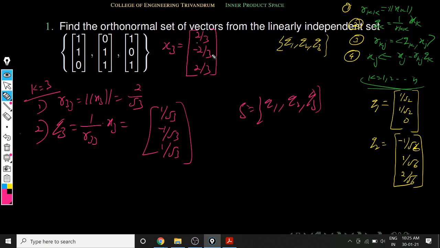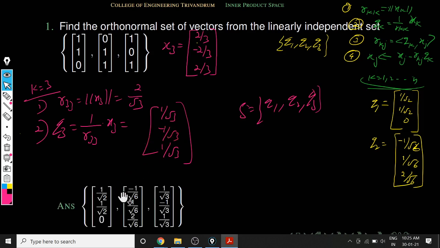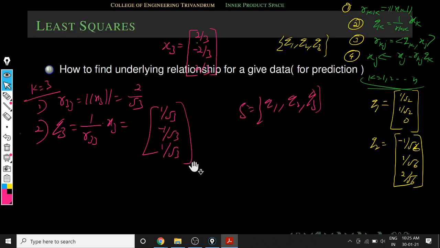Is the algorithm clear? If you have any doubt, then please ask me. Yeah, this is the final set: 1 by root 2, 1 by root 2, 0; minus 1 by root 6; 1 by root 3. Okay, clear.